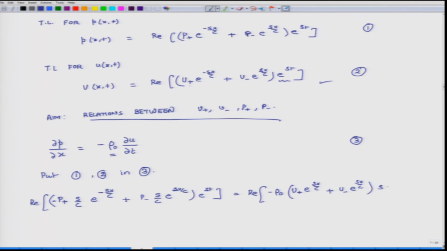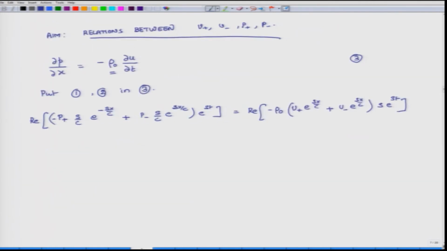So, it is s e to the power of s t. Now I rearrange. One thing I realize is that in this equation I have e to the power of s t here and e to the power of s t here, so I cancel them out. The other thing is that there is s in both the terms here, so I cancel these s's also.